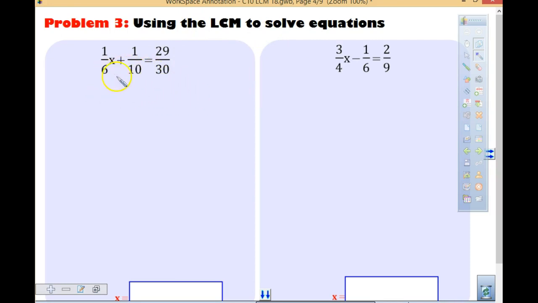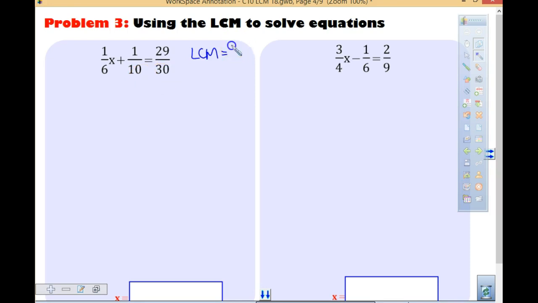So, what does 6, 10, and 30, what is my least common multiple that 6, 10, and 30 can all multiply into? So I got to start with the lowest number. It has to be bigger than 6. 6 times 10 is too big. Does 10 go into 30? Does 6 go into 30?